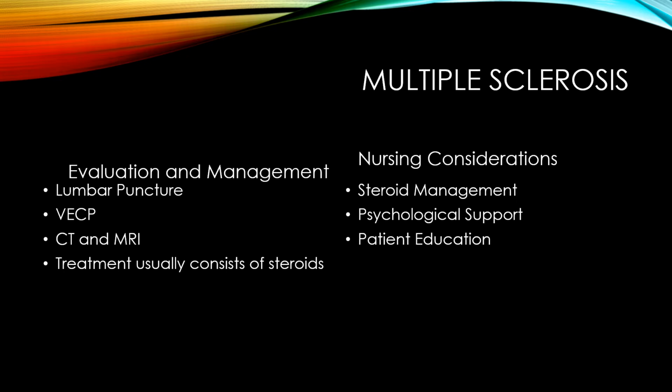Our nursing considerations, having a good knowledge of systemic diseases and their ocular manifestations, again, is going to help in planning care. Talking to patients about steroid management, providing psychological support, and ongoing patient teaching are among the measures to be considered when treating patients with MS.